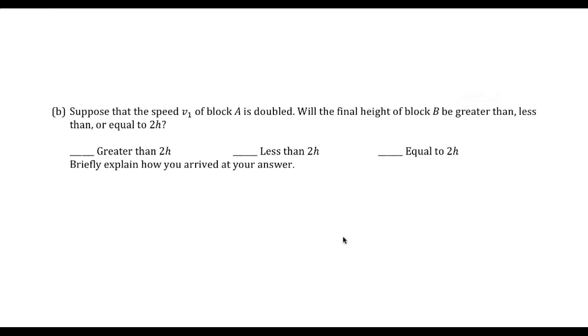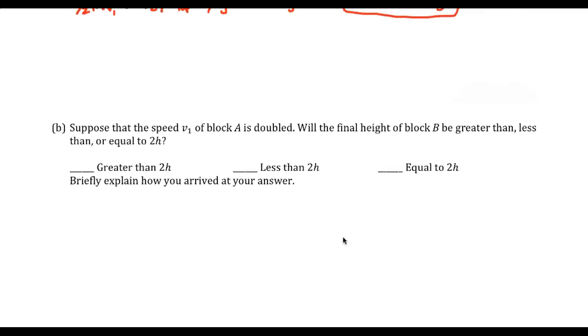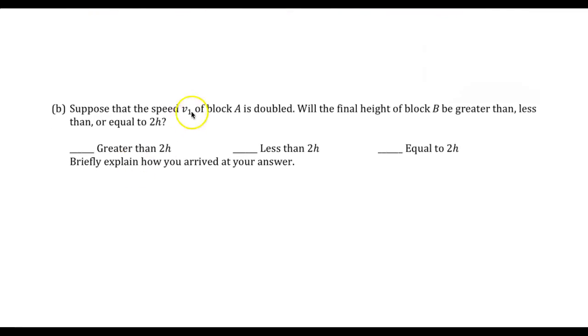Now the second part says, suppose that the speed of block A is doubled. Will the final height of block B be greater than, less than, or equal to 2h? Interesting. So this is another energy type question here. If the speed is doubled and we still undergo that perfectly elastic collision, that means the speed of block B will also be doubled because kinetic energy is conserved. I can go ahead and tell you that it will be greater than 2h, but let's pretend we maybe don't know that yet. Let's explain how we got there.